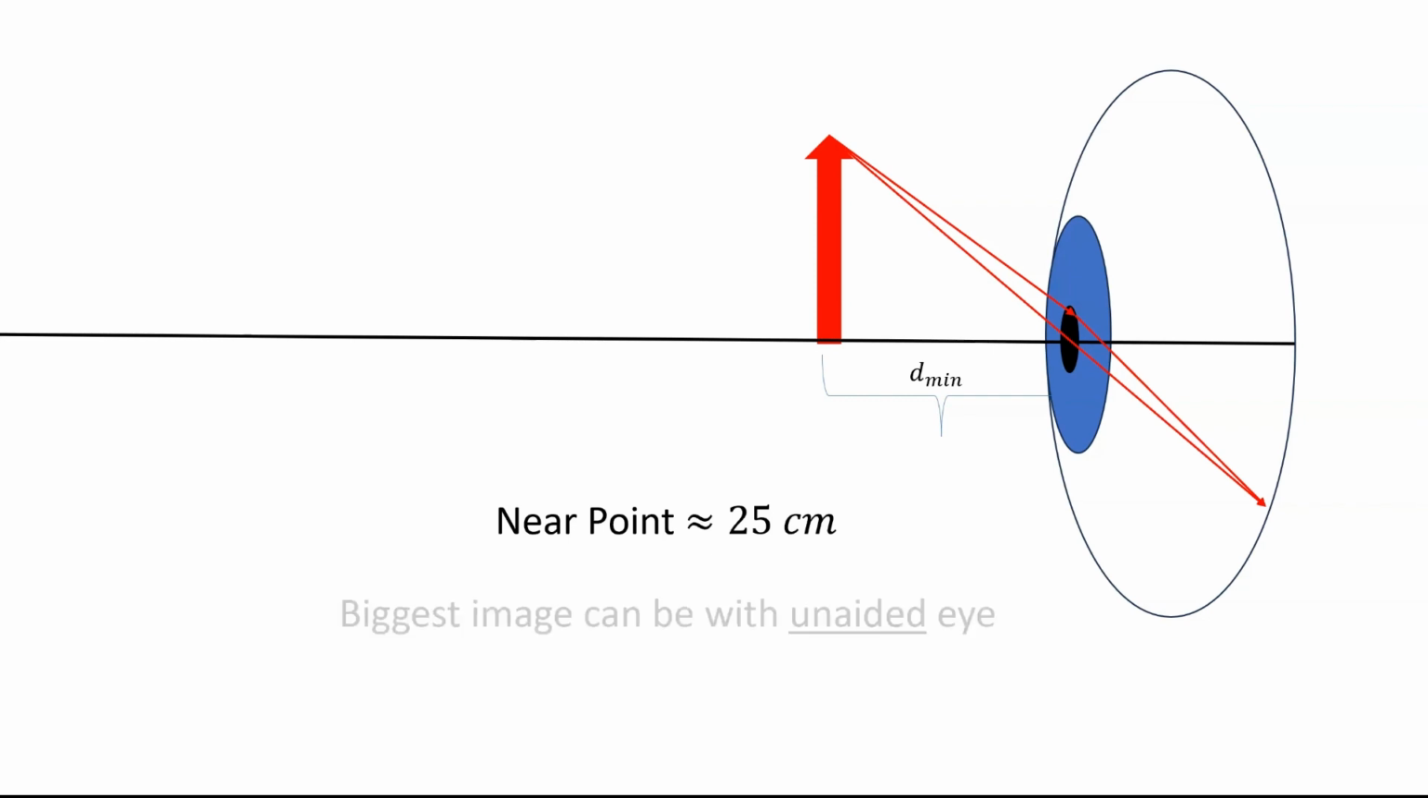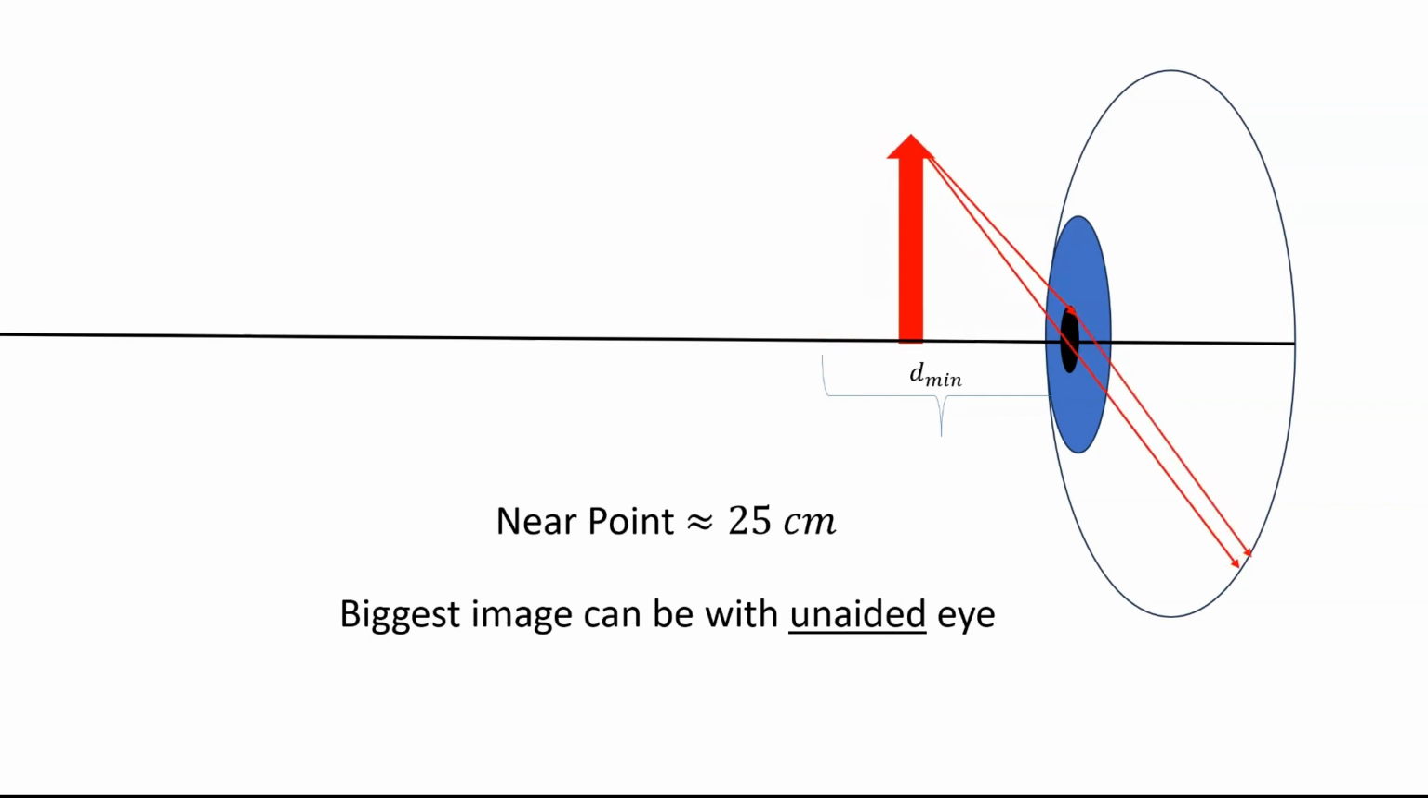Okay, so the biggest you can make an image with your unaided eye is to bring it as close as possible, and that occurs at the near point. If you wanted to bring something closer than the near point, you're in trouble. But of course, this whole video is about not having an unaided eye.